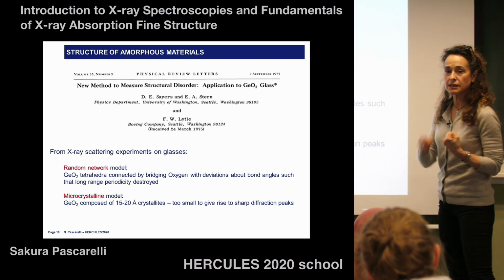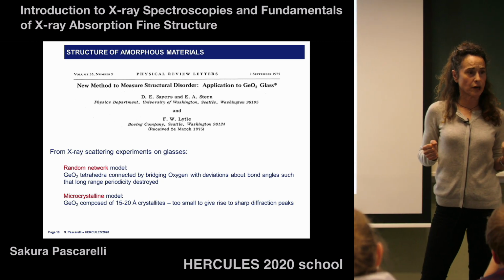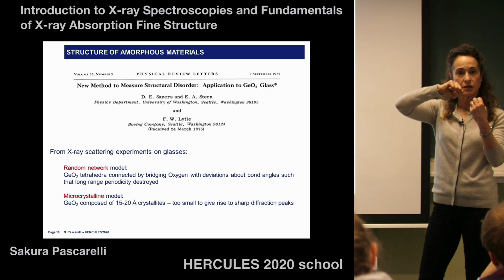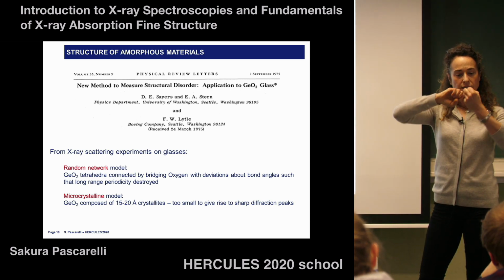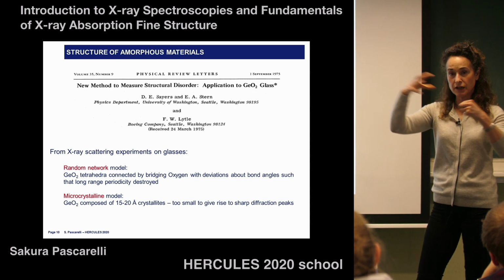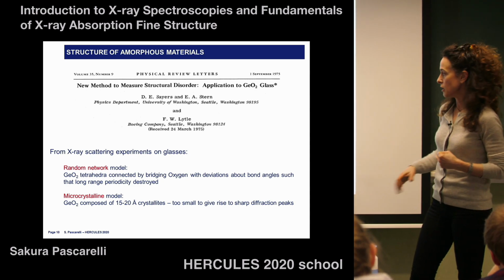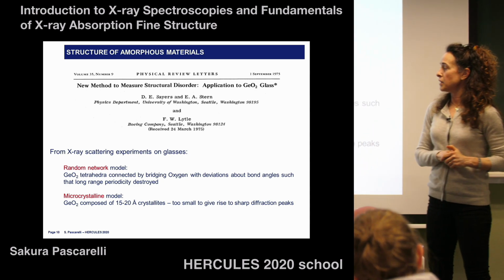But you would not see sharp peaks because they were not observing sharp peaks, and you don't see the sharp peaks because each tetrahedra is connected with a different angle. So very quickly you lose the long-range order. The other model was the microcrystalline model.